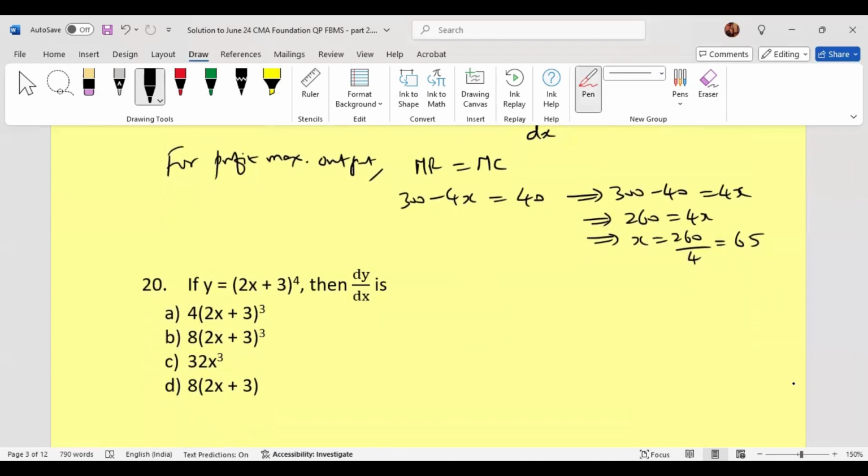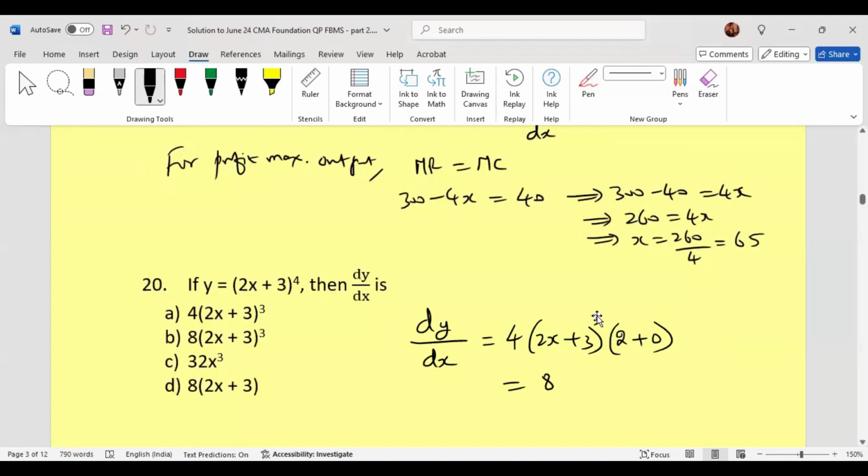20th question. If y is equal to 2x plus 3 to the power of 4, then dy by dx. So we have to apply chain rule here. First we will differentiate 2x plus 3 the whole power 4 as it is, 4 times 2x plus 3. Then we go inside: 2x if I differentiate it is 2, 3 if I differentiate it is 0. So we get 2 plus 0 is 2, 2 into 4 is 8. Sorry, here it is to the cube: 4 times 2x plus 3 to the cube. So finally we get 8 times 2x plus 3 the whole cube, which means option B is the right option.